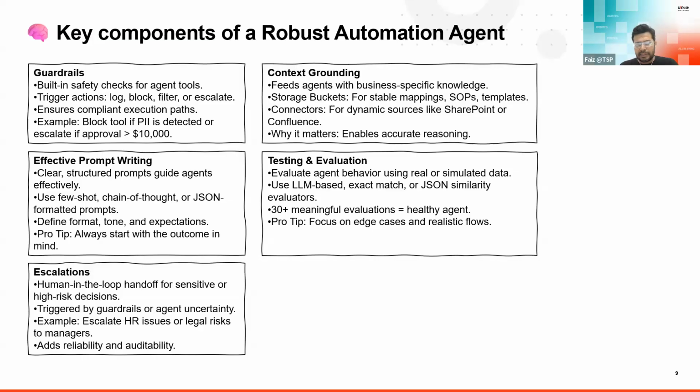Then we have escalations, for cases where human intervention is needed, like any sensitive data or any high-risk decision the agent is not able to take. In that case, we can add a human in the loop with the help of UiPath Action Apps. I will show you when I move to the demos. We can add humans in the loop to take decisions during the execution of the agent, triggered by guardrails or agent uncertainty. For example, escalate HR issues or legal risks to managers. This adds reliability and auditability. So these are some escalations we can add. When we build the agent, I will show you how to add them.